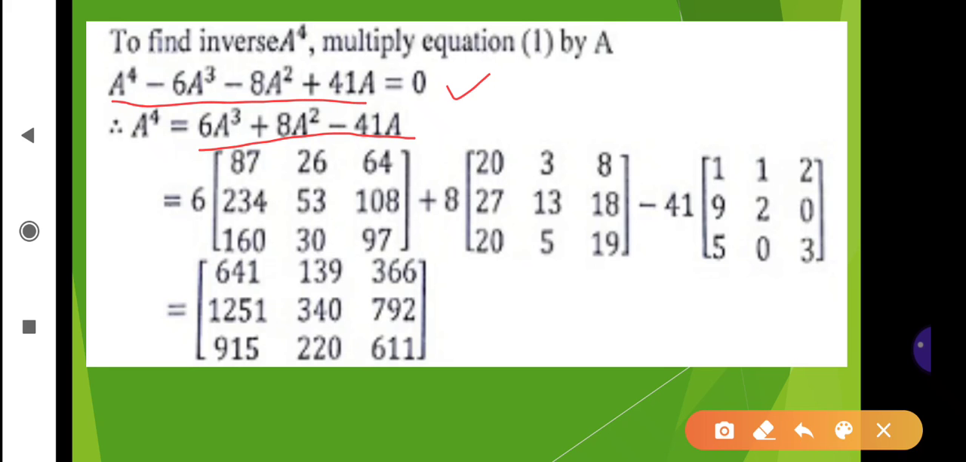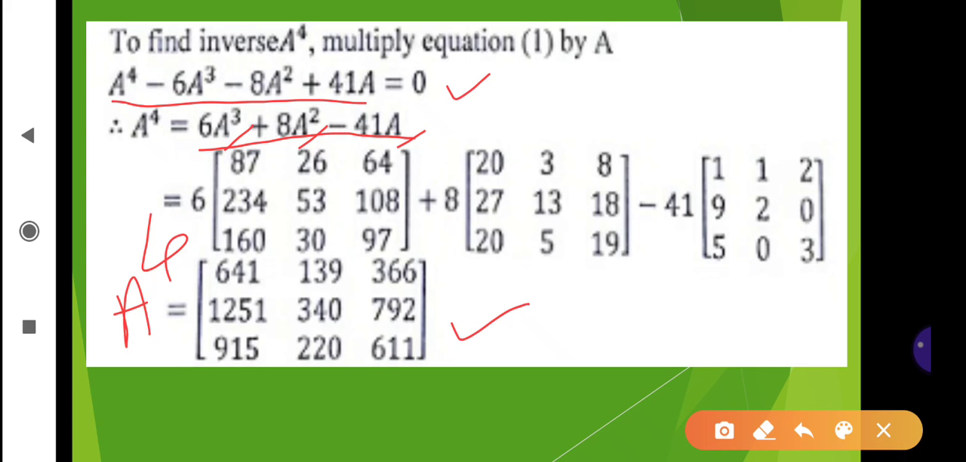Now we already calculated the values of A square and A cube. Put these values and simplify. We will get the answer, that is the value of A raised to 4 is equal to first row 641, 139, 366, second row 1251, 340, 792, and third row 915, 220 and 611. So this is the procedure to calculate A raised to 4 by using Cayley-Hamilton theorem.